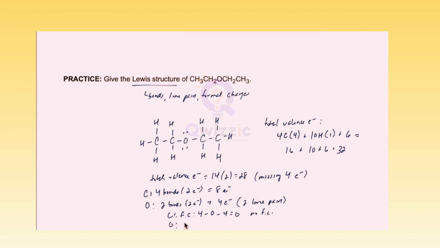In this case, the oxygen, its formal charge, we would have the number of valence electrons is 6, minus, we have 2 lone pairs, so 4 non-bonding electrons, minus 2 bonds. 6 minus 4 minus 2 is 0. So the oxygen has no formal charge. So none of these atoms here has a formal charge, so we're done with our Lewis structure.